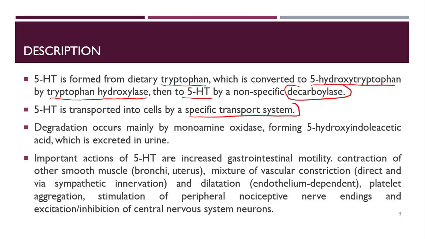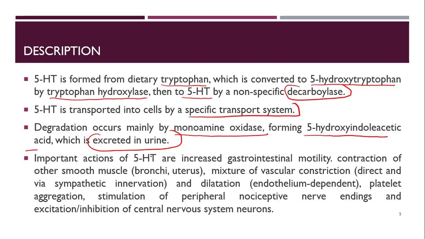So degradation occurs mainly by the enzyme monoamine oxidase, and a specific isoform of it, that is monoamine oxidase A. And when it is acted upon by monoamine oxidase, it forms 5-hydroxy indole acetic acid, that is 5-HIAA, which is excreted in urine.